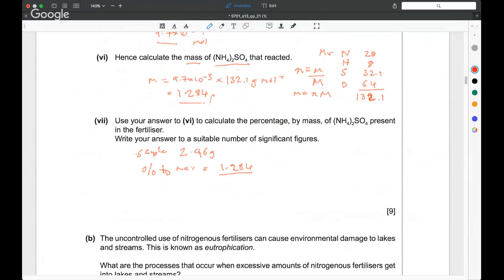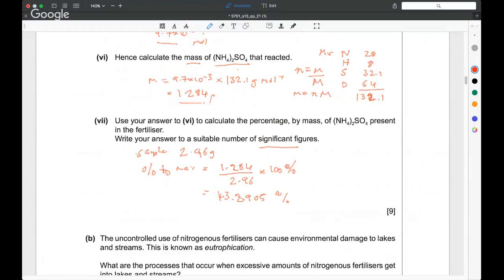And we had a sample mass of 2.96. And of course, we want a percentage. We've got to multiply that up by 100 to give us a percentage. Work all that out, and it gives us 43.2905 was what I got on my calculator. That's a percentage.